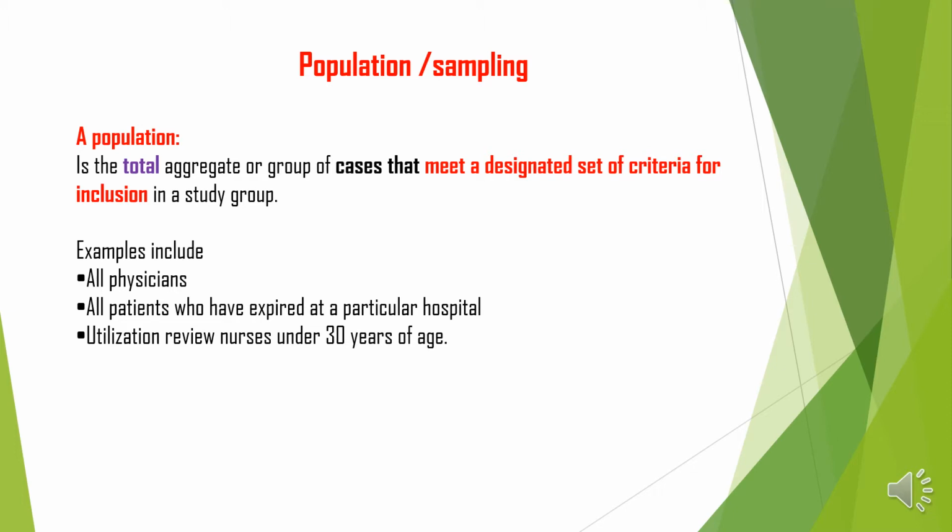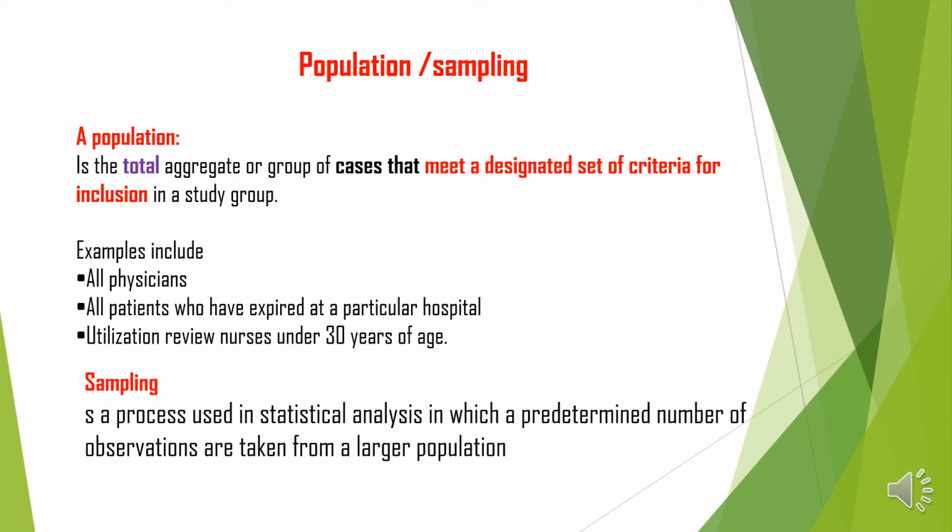Another example is all patients who have expired at a particular hospital. All people who died in one hospital are my target to study. So this is my population. Utilization review nurses under 30 years of age. So I will study all the nurses under 30 years of age. So all those nurses are my total population.